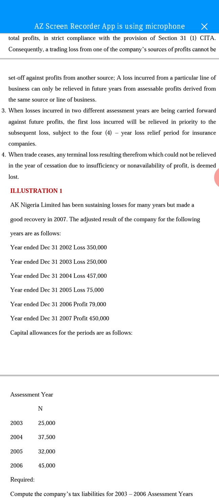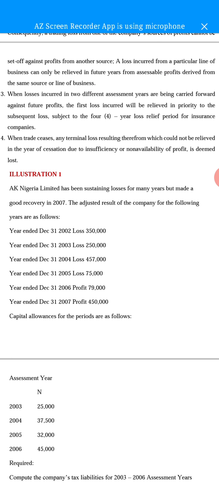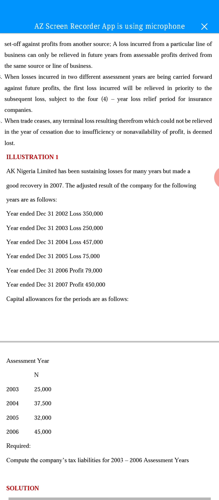Now I'm taking the first illustration. If there's any question on this, please try and ask. Because as I said earlier when I started handling tax, taxation is all about tax laws. If you know the tax laws, you know how to treat each item with regards to tax.